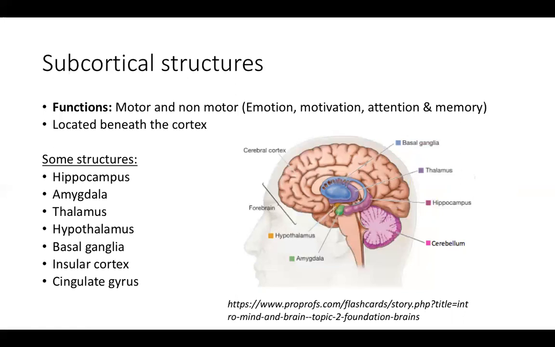For example, just the attention to be able to listen to instructions about movement or instructions about cognitive tasks are also involved with these structures. So emotion, motivation, attention, and memory are a combination of types of functions that these structures are responsible for. I'll mention a few and go through them with you.